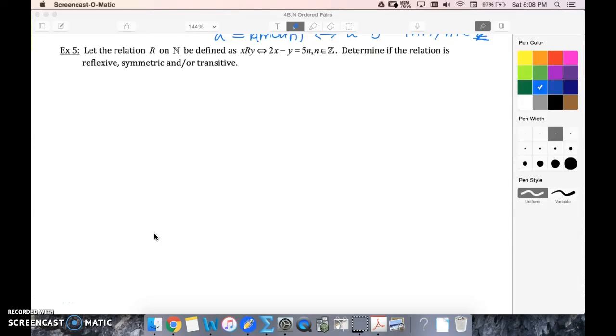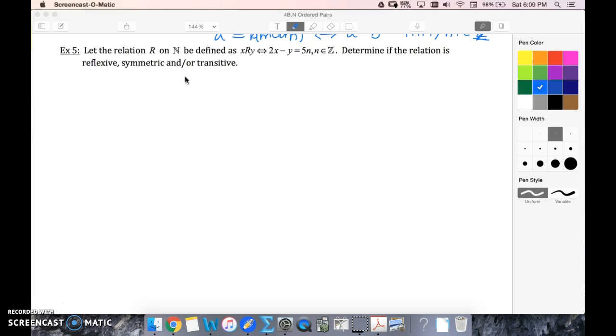All right, we've got our last look at relations here. Our relation R defined on N, so again our Cartesian product would be N cross N, defined in such a way that 2x minus y is going to be equal to 5n. So really what we're saying is 2x minus y is a multiple of 5, or that 2x minus y is divisible by 5. Now we're trying to determine, is the relation reflexive, symmetric, and/or transitive?